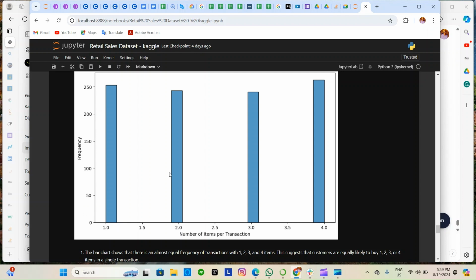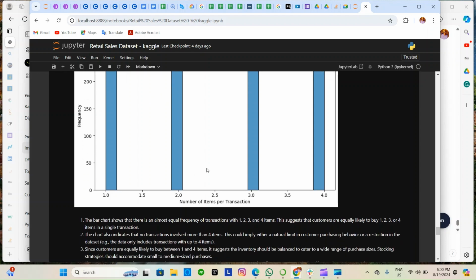So for one, we will see that people are relatively likely to buy one or two or three or four items, but we see that people bought four items per transaction more than any other quantity of items. This is followed by just one, and then followed by two and three. But if you look at the pattern, people are likely to buy any amount of items at any given time.